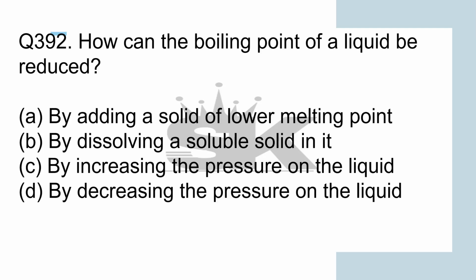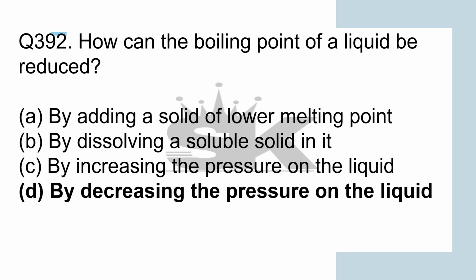How can the boiling point of a liquid be reduced? The liquid boils at the temperature when the vapor pressure becomes equal to the atmospheric pressure. So by decreasing the pressure on the liquid, the boiling point of the liquid is reduced. For example, water boils at low temperature at higher altitudes, right? So decreasing the pressure of the liquid is the answer.